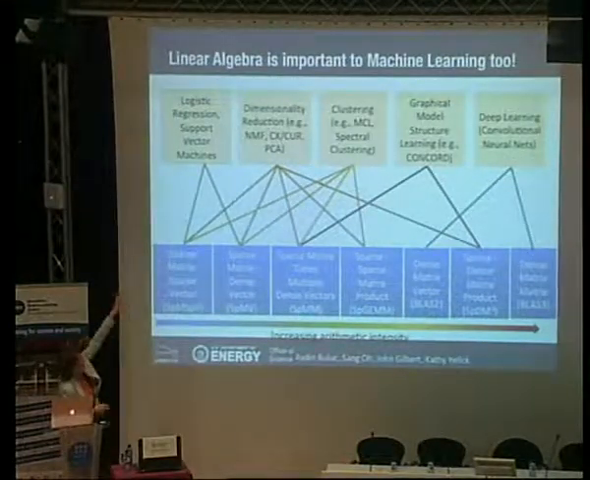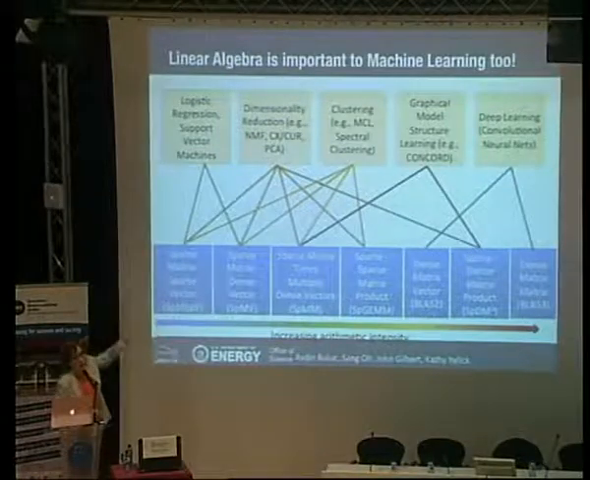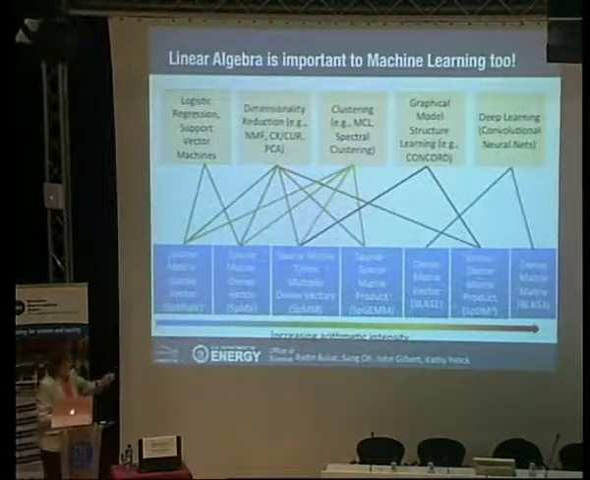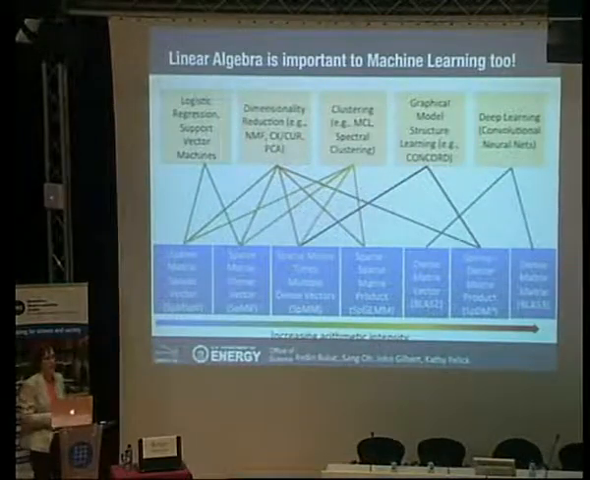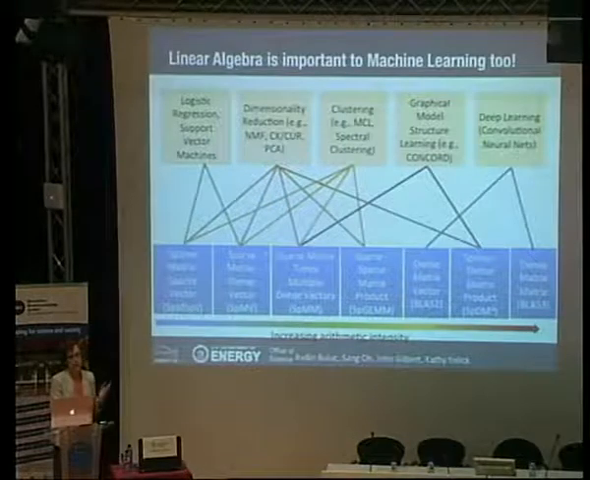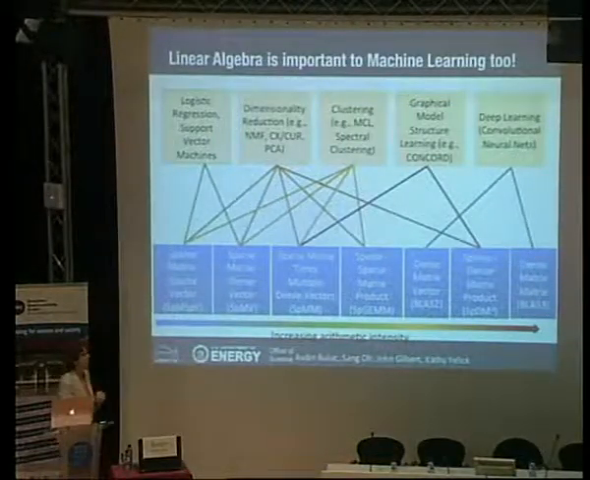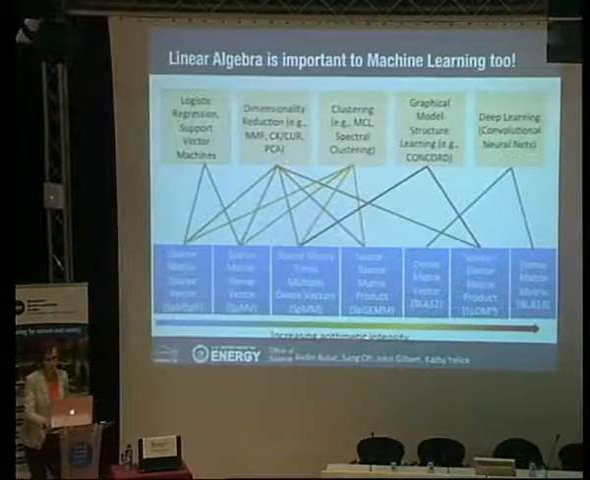This is just showing a number of different linear algebra kernels and how they appear in a number of different machine learning algorithms. Certainly dense matrix multiply is there for deep learning convolutional neural nets, but a lot of other machine learning techniques actually rely on sparse matrices and don't necessarily rely on matrix multiply, but matrix vector multiply, which has much lower arithmetic intensity.